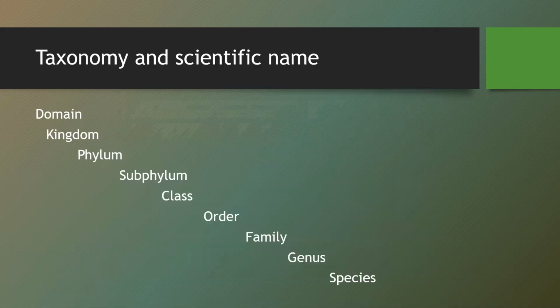So hit pause after I ask this question. See how far you can identify black bears, starting with domain. You for sure should be able to get down to subphylum. Think to yourself, what class do they belong to? And if you can, fill in order, family, genus, and species. You've already seen genus and species earlier in this presentation. So hit pause and then hit play when you're ready.